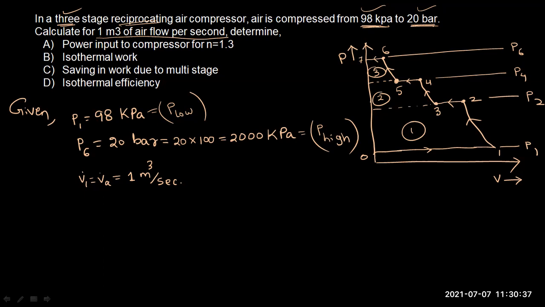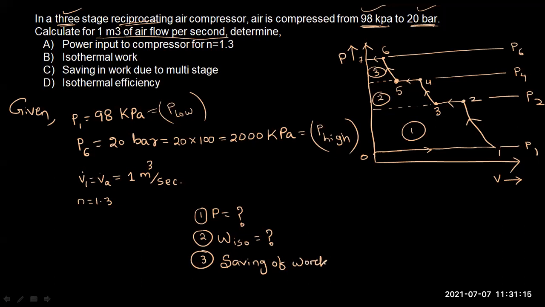Determine power input to the compressor, or power required by the compressor. We will calculate the power for n equal to 1.3, polytropic index n equal to 1.3. First point, we have to calculate the power or work done. Second point, isothermal work done. Third point, saving of work due to multi-stage.